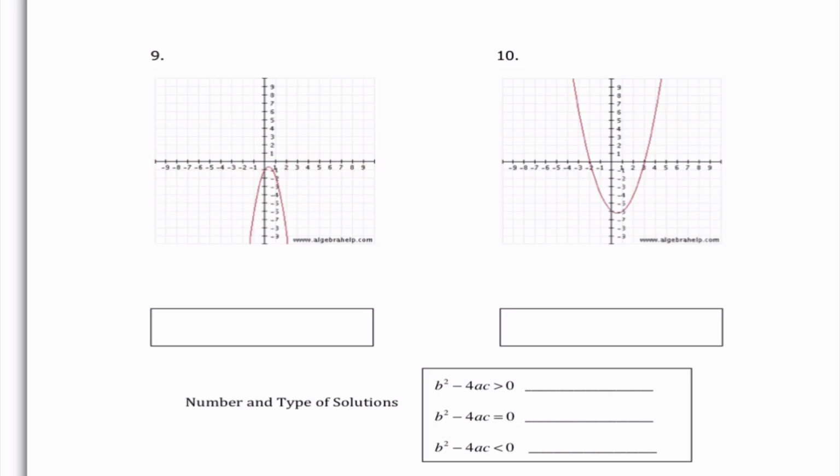Looking at number 9, this time it doesn't matter that our parabola is opening down. What matters is the fact that it never crosses the x-axis. So I'm going to say b squared minus 4ac is less than 0. And on number 10, I notice it crosses the x-axis twice. So I'm going to write b squared minus 4ac is greater than 0.